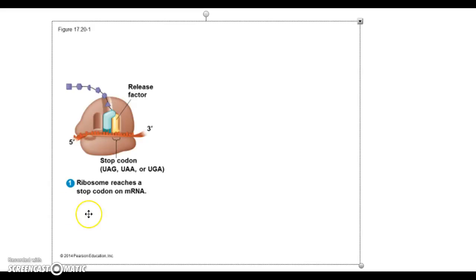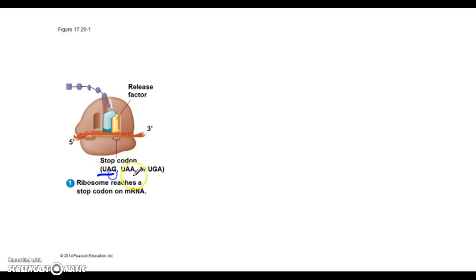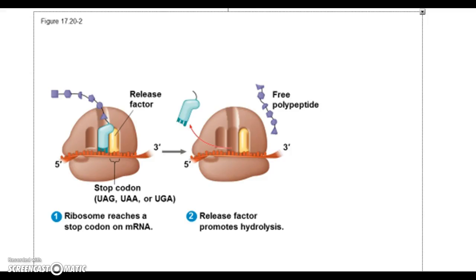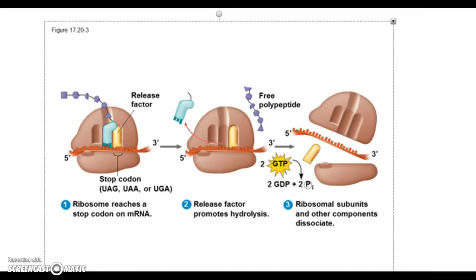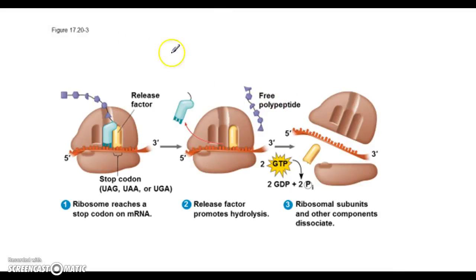The last part of this is termination. Here's where we have our 3 stop codons. If you look back at your genetic code, we have 3 codons that do not code for an amino acid. So when one of those stop codons arrives, instead of tRNA, we have a release factor that binds, and it does exactly that. If you advance forward a couple of slides, you'll see everything is released. Most importantly, our completed chain of amino acids is released.